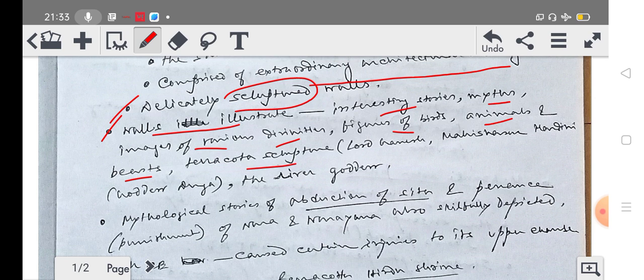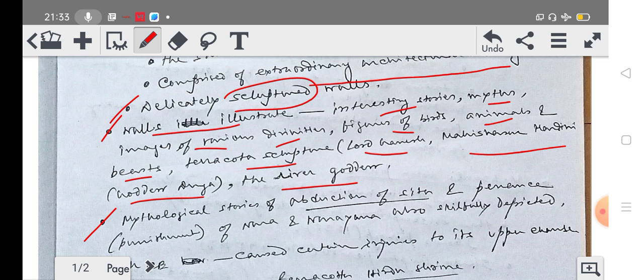Terracotta sculptures, very much famous terracotta sculptures of the Gupta age. Amongst the divinities, Lord Ganesh and Mahishasuramardini, the goddess Durga herself, and the river goddesses like Ganga and Yamuna have also been depicted in these wall sculptures. It is the subject of sculpture.